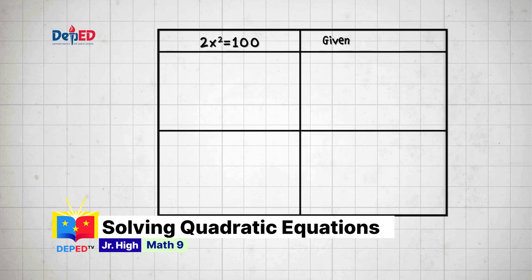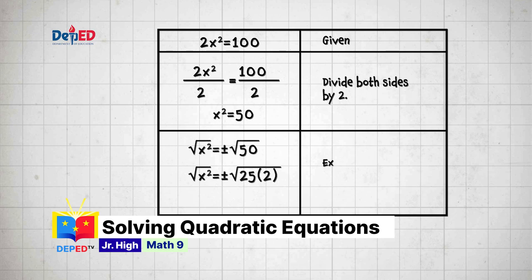Here we just have to make a equal to 1 by dividing both sides by 2. Then, we can extract square roots and simplify. The greatest perfect square factor of 50 is 25. We can simplify then the radical square root of 50 by expressing 50 as the product of 25 and 2, taking out the square root of 25 and retaining 2 under the radical sign. Hence, the roots of the equation are x equals 5 square root of 2 and x equals negative 5 square root of 2.